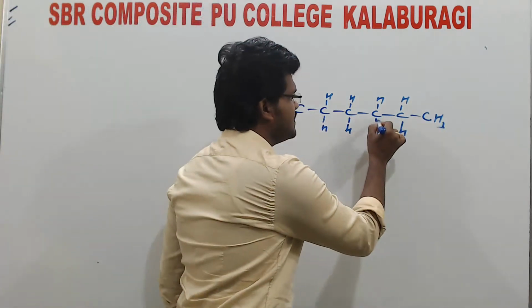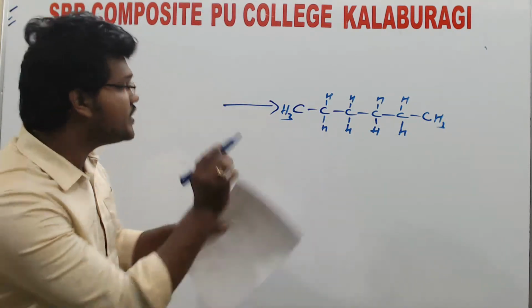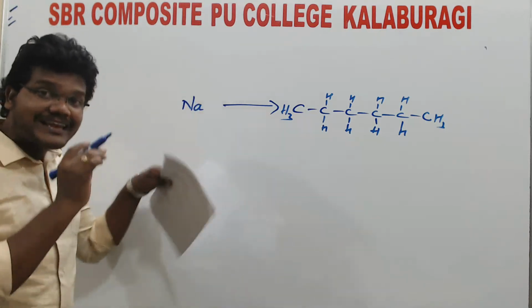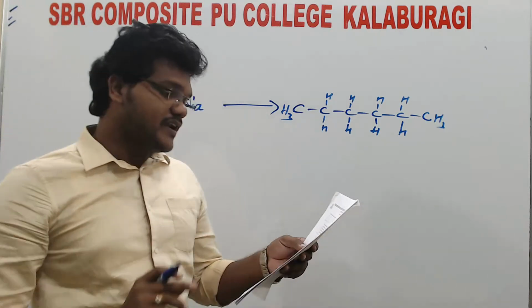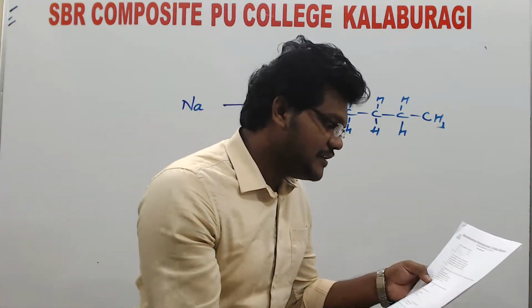I'm having n-hexane. To prepare this n-hexane, they said a pure sample of n-hexane using sodium metal. Please remember, one of the reactants is sodium metal. Sodium metal as one reactant. The other reactant will be.